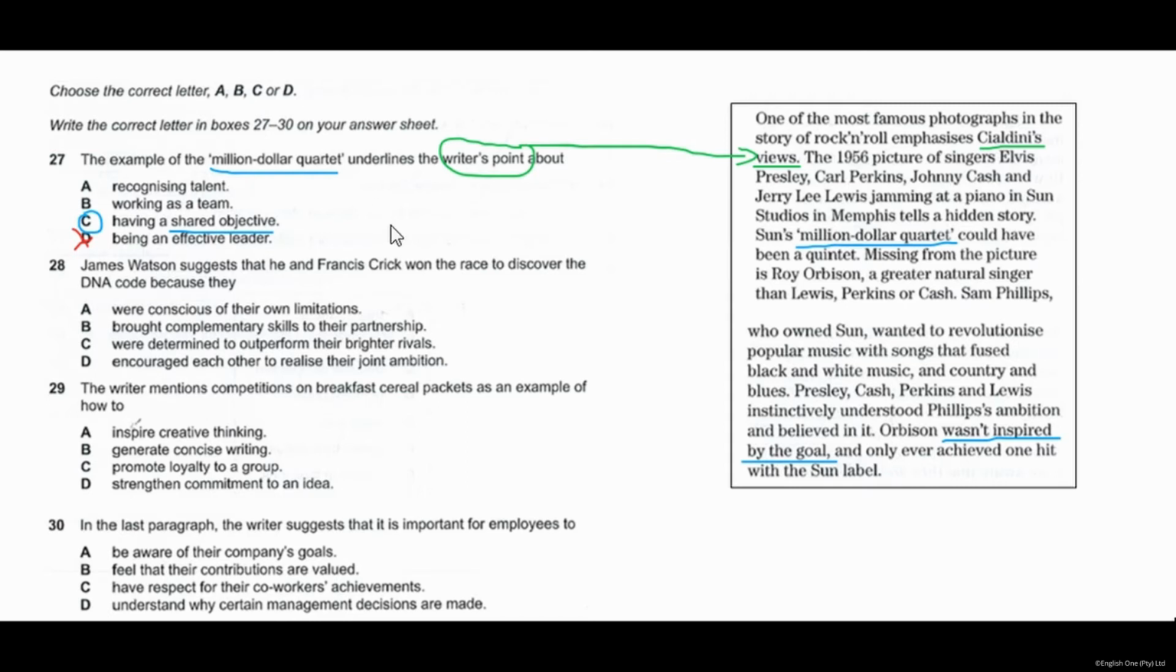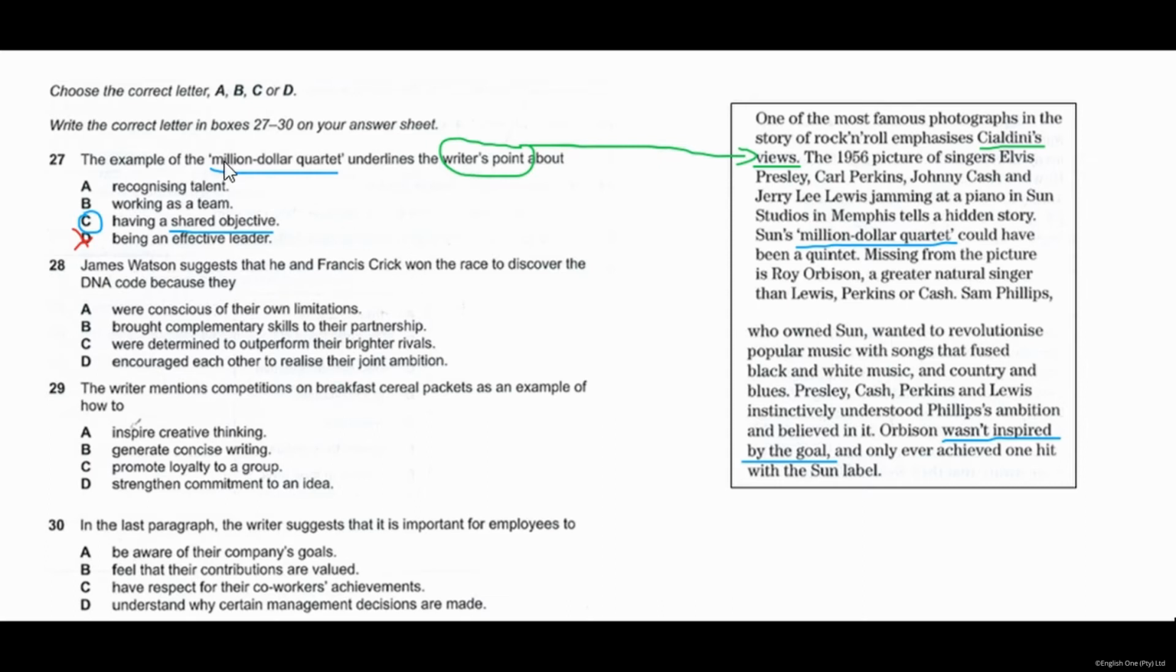The biggest strategy for this question type is to make sure that you can make connections between your statement and your passage. What you need to do first is read your questions and answers and underline the keywords in the statement. So here I've underlined $1 million quartet and the writer's point. This is so important because it tells me exactly what I'm looking for. I'm looking for what the author is thinking. So that is really important.